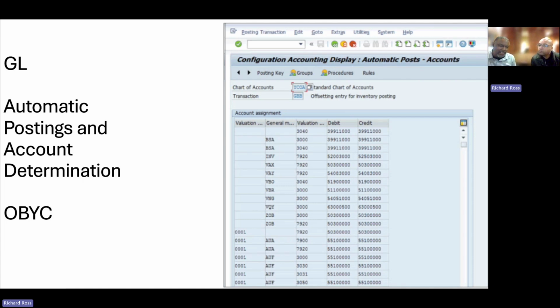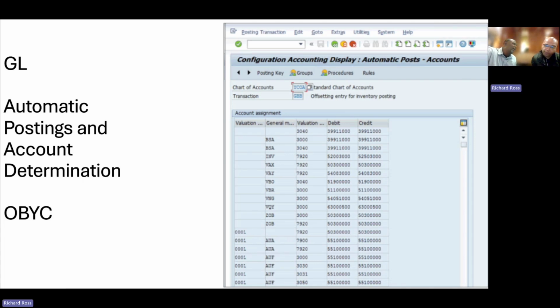So you will say this is raw material. It's a 3,000. So whenever somebody creates a raw material, on the accounting view you have to give it a raw material grouping. And so all raw materials are going to take this accounting.